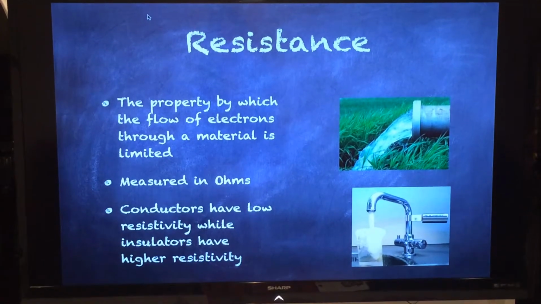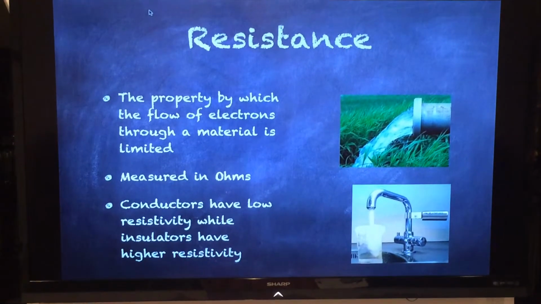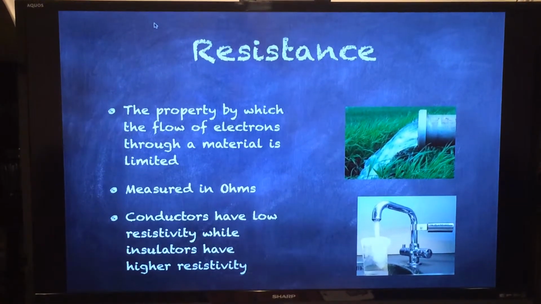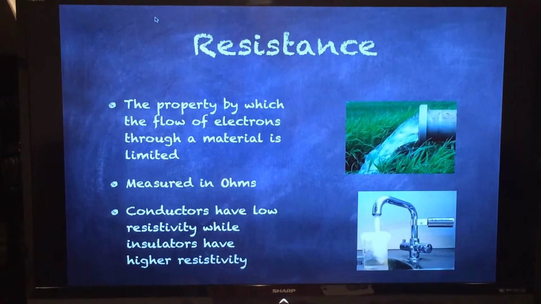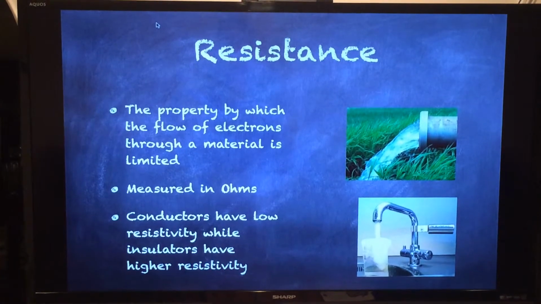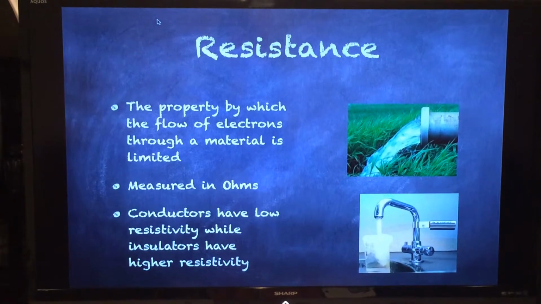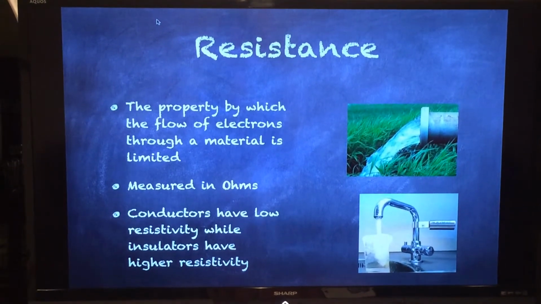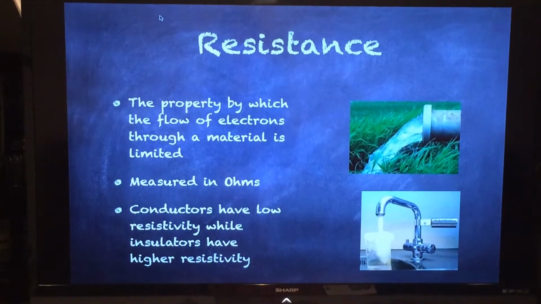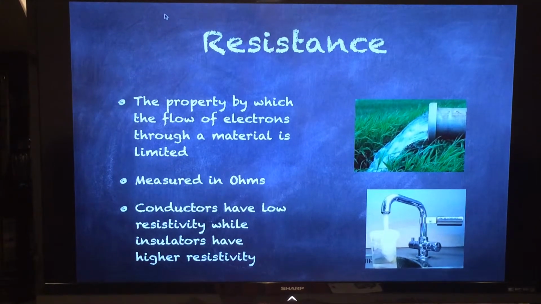To begin with, let's review what exactly resistance is. Resistance is the property by which the flow of electrons through a material is limited. It is measured in ohms. And last time we had what we called the water analogy. So, for example, if you have a large pipe, more water will be able to flow through it, so there would be less resistance. And if you had a smaller pipe, less water would be able to flow through it, so there would be more resistance. And because of this, conductors have a low resistivity, the one seen here, and insulators have a high resistivity, such as the pipe seen here.